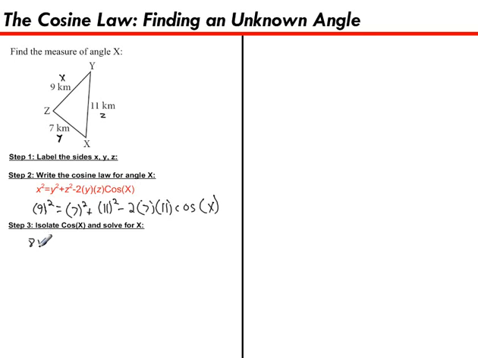9 squared is 81, and that's equal to 7 squared is 49, and 11 squared is 121. So I'm going to add 49 and 121 to get 170, minus 2 times 7 times 11, which is 154. And that's still multiplying the cos of x. Next, I'm going to bring the 170 to the other side, like this. I'll say 81 minus 170 is equal to negative 154. Don't forget that minus sign in front of that number, times the cos of x. We're getting close to isolating for this piece. I just need to divide both sides by negative 154. So 81 minus 170 divided by negative 154 is equal to the cos of x.